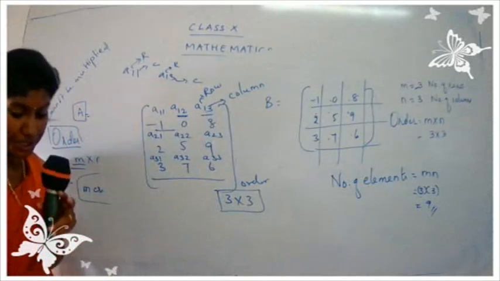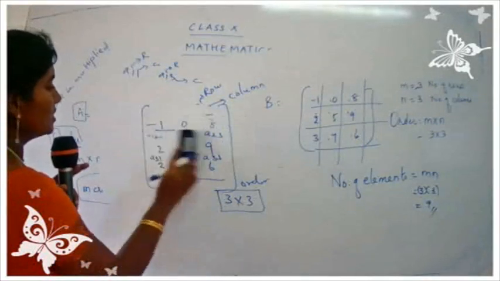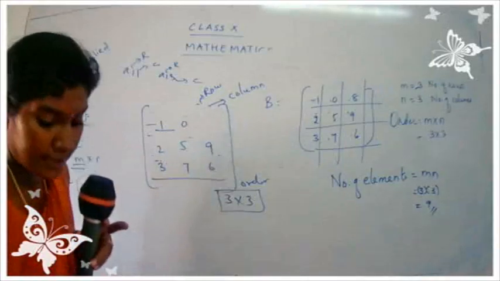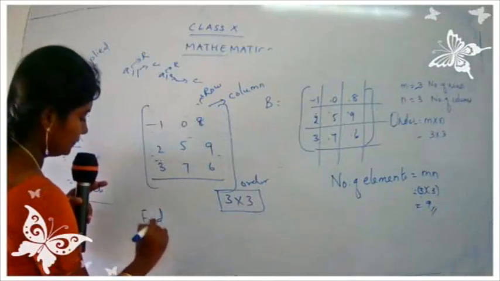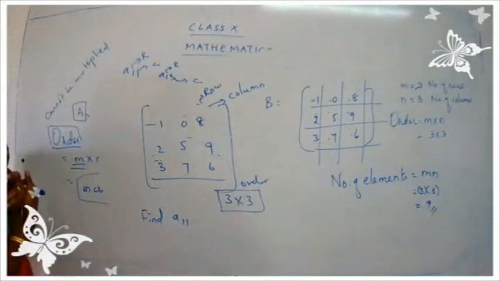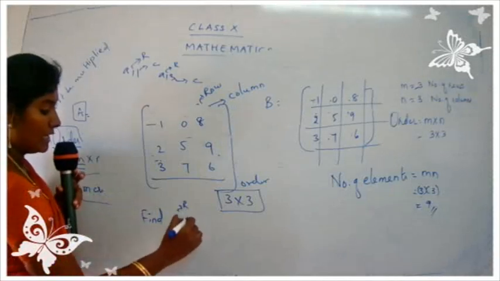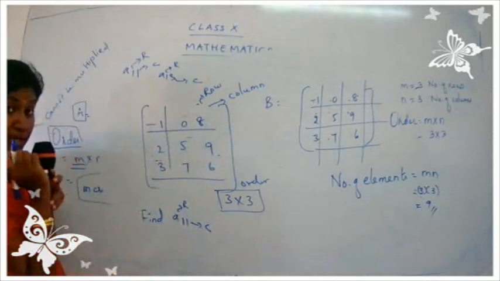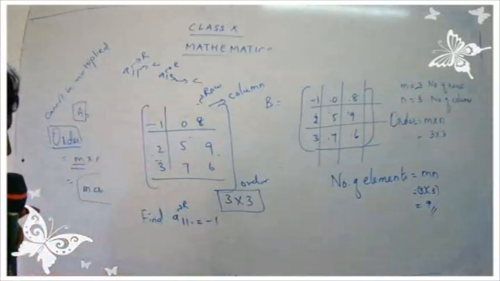You may be given a question. This will not be given to you, okay? A matrix will be given to you like this, and they will ask you to find A11. So first row, first column. 1, 1 means the first is row, and the second one is column. First row, okay. First column, okay. So which number is coming? -1. So the answer is -1. I hope you are clear.